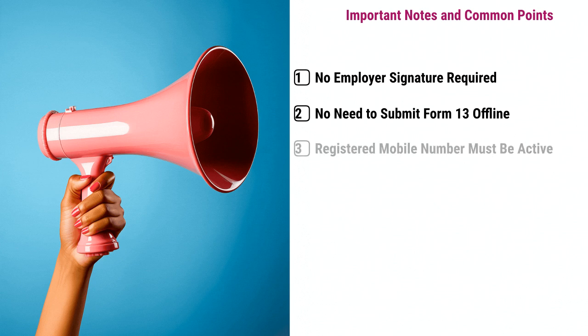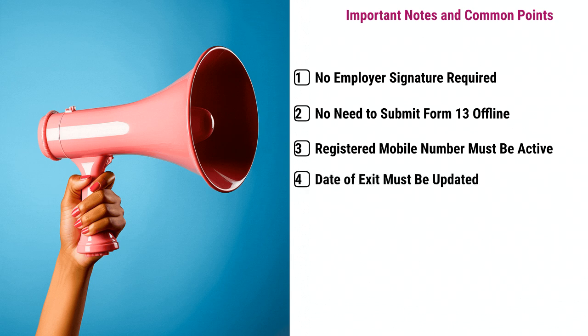A registered mobile number must be active. Your mobile number linked with UAN must be active so that we can receive the OTP for authentication. The date of exit must be updated. The date of exit for your previous employment must be correctly updated in PF portal before initiating the transfer request.